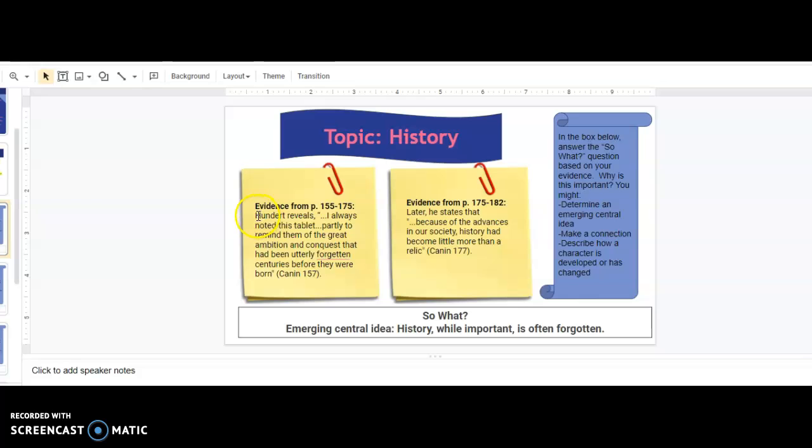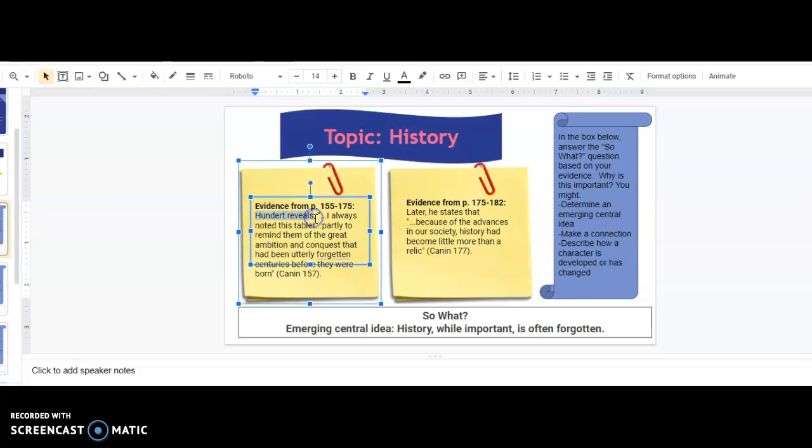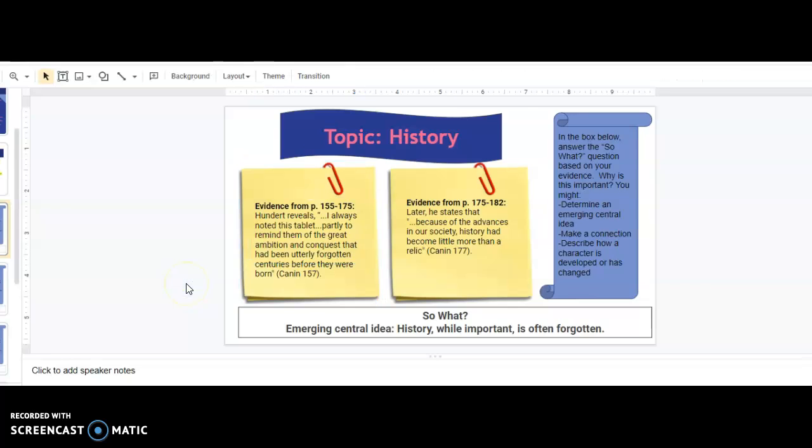So I have a nice stem starter that's always nice to add. And then I have a comma before my quotes because you use a comma anytime you have a full sentence quote. And my quote is, "I always noted this tablet partly to remind them of the great ambition and conquest that had been utterly forgotten centuries before they were born." And that's Canaan, page 157.